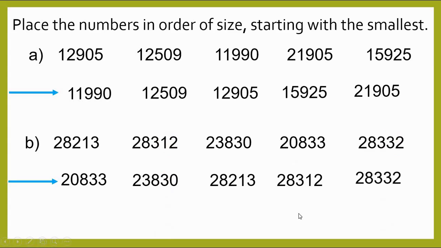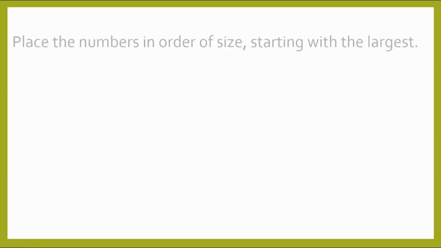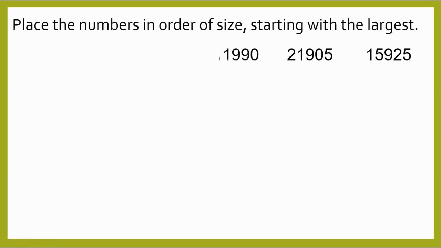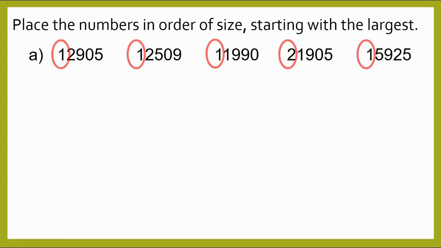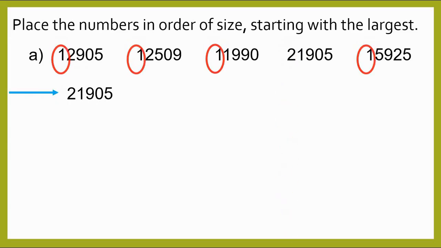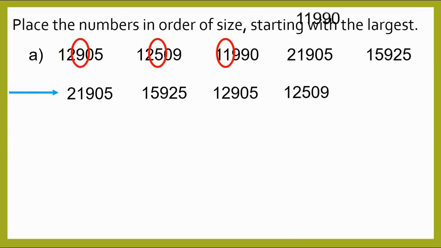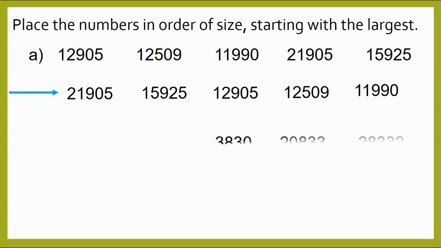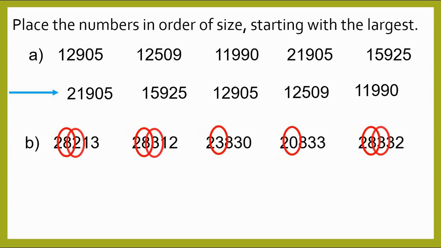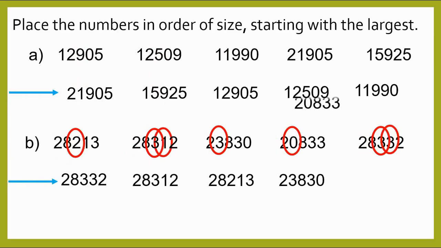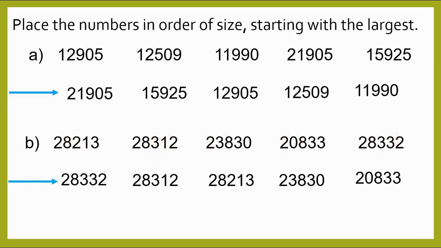So this is how you have to compare the given numbers. Same way, you can arrange those given numbers starting with the largest using the same criteria. Only you have to write the largest number first, and then accordingly by comparing the next digits, you will write the given numbers in descending order, that is starting with the largest.